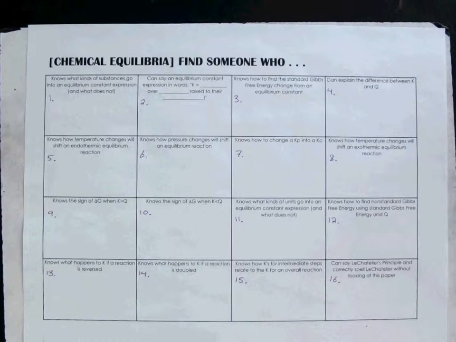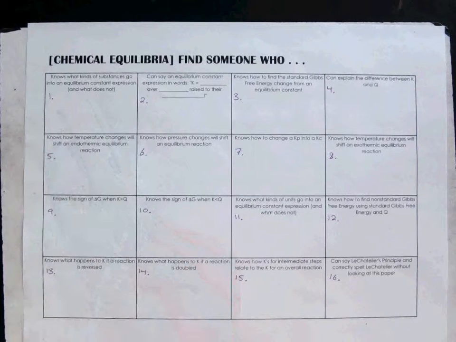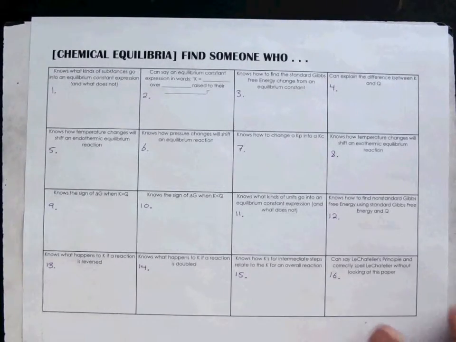Okay, now we're going to check the chemical equilibria side of the Find Someone Who worksheets. I've got them numbered 1 through 16. I'm just going to go through them. Number 1 says, who knows what kinds of substances go into an equilibrium constant expression and what does not? Of course, gases and aqueous solutions go in. Solids and liquids do not. Solids and liquids do not have concentrations of any kind.